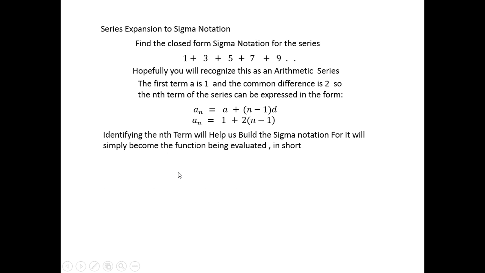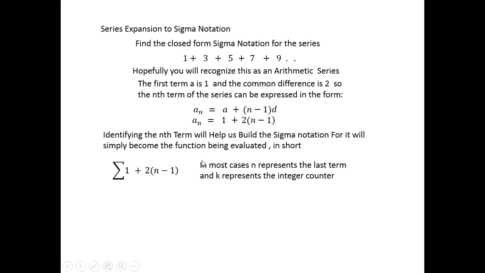As I said, identifying the nth term will help us build the sigma notation, and loosely, the nth term is defining the function that is part of the sigma notation. Now, however, there is a little bit of change in terminology, no big deal. N is usually reserved for the nth term, which is going to be placed at the upper side of the sigma notation, and k is the counter that starts us off at the bottom.